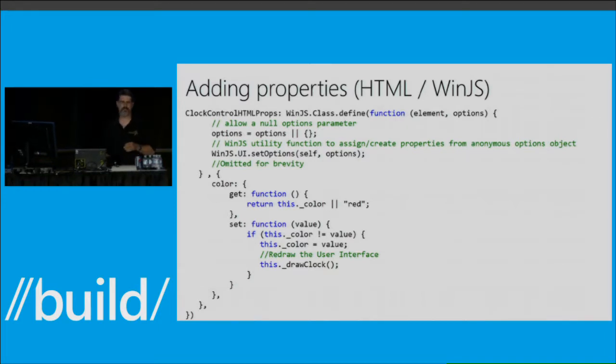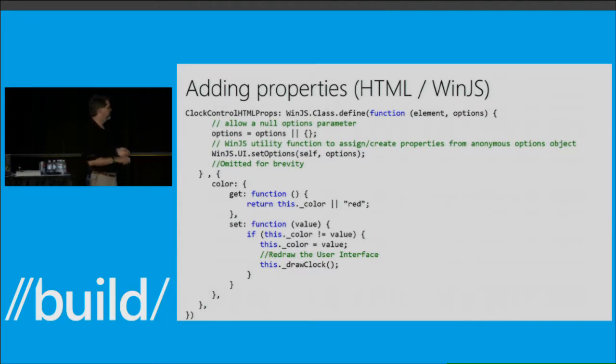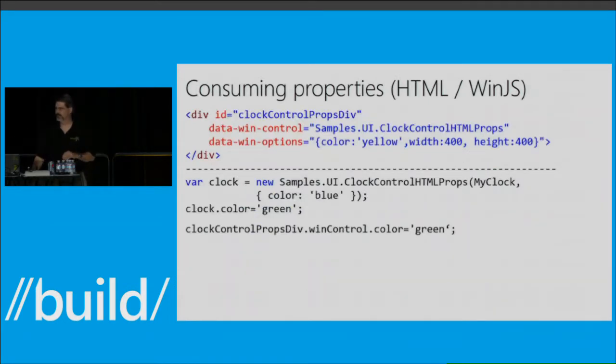I can't use straight fields. Won't work. Really got to use getters and setters. And then I just say, oh, it changed, redraw myself. So again, not rocket science, but it's not rocket science to me because I've been doing it for a while. So if you're new to this, just some things to watch out for. When you consume them, it's just as easy as it is in XAML. I can consume them through markup, through the data-win-options tag, or I can consume them through code.